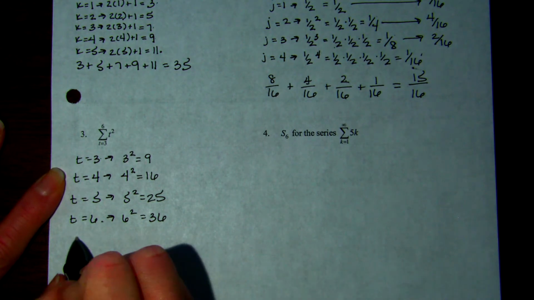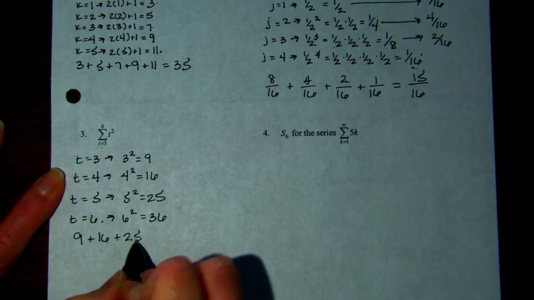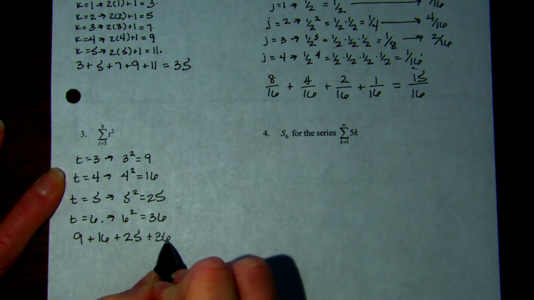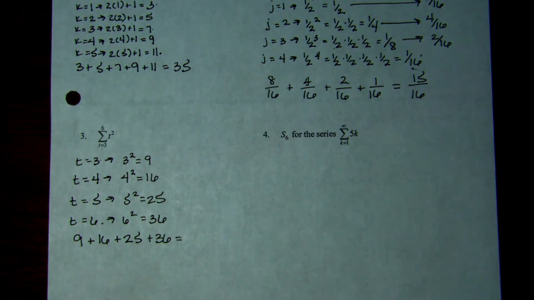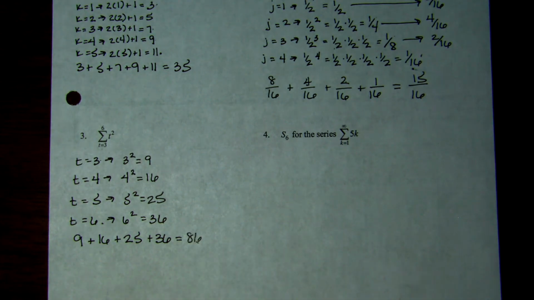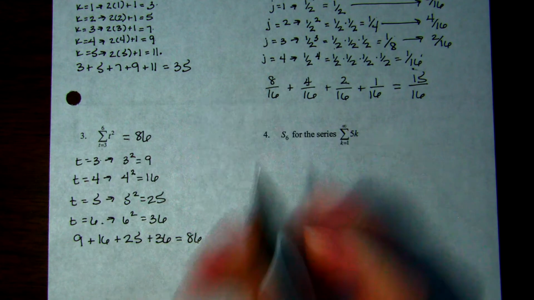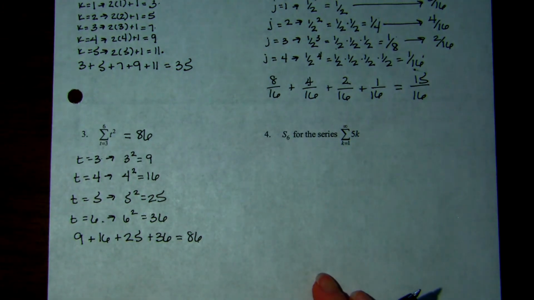Now we need to add those up. So it's 9 plus 16 plus 25 plus 36. And when you add those numbers up, what do you get? 86. So the answer to this series is 86. When I add all those terms up, I get 86.